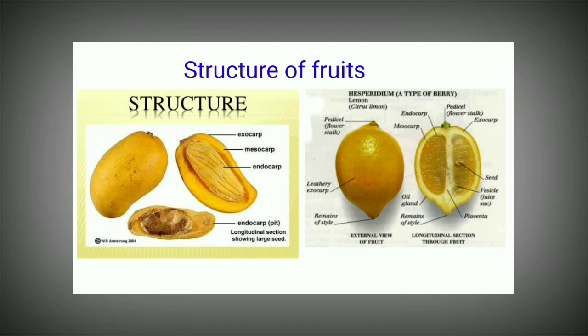So depending upon the distribution of this pericarp layer, there are different types of fruits, such as the mango, which is called the drupe, lemon, which is called the hesperidium, then pumpkin, cucumber, these are called the pepo. So based on the distribution of the pericarp and the nature of the existence of these pericarp layers, that is epicarp, mesocarp and endocarp, there are different kinds of fruits that we can see.